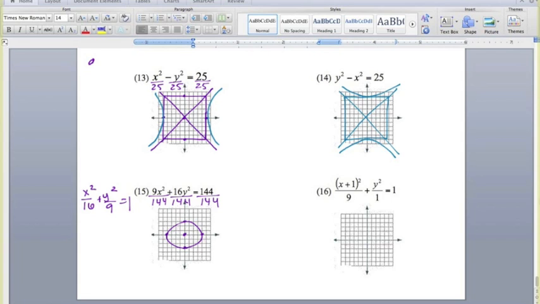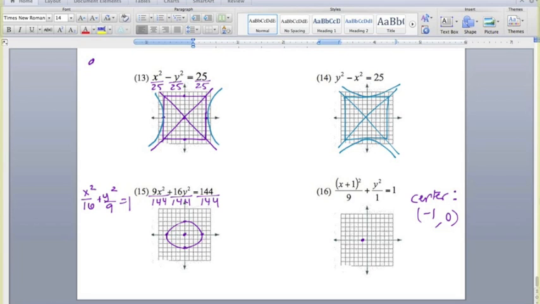Last one, what is 16 going to be? An ellipse. They are both squared and they're added together and they have different things underneath them, so it's going to be an ellipse. Where is it centered? 1, 0. Negative 1, 0. It's the opposite of the stuff in the parentheses because standard form is x minus h and y minus k. So it's the opposite of what we see in the parentheses. So we're going to center this at negative 1, 0.